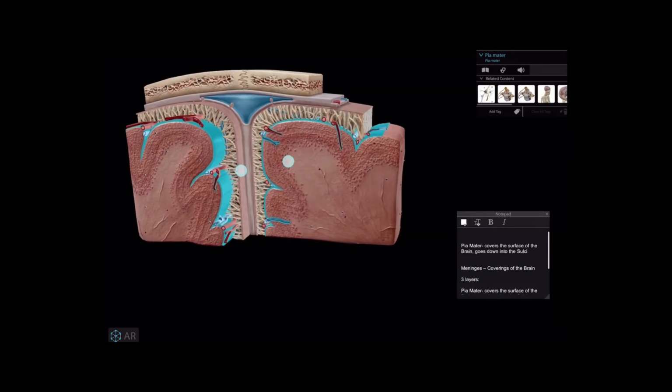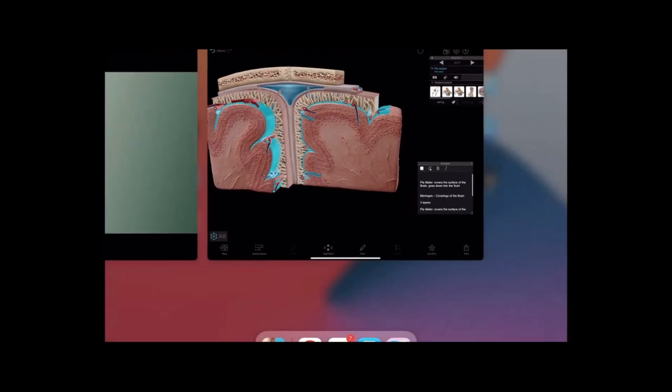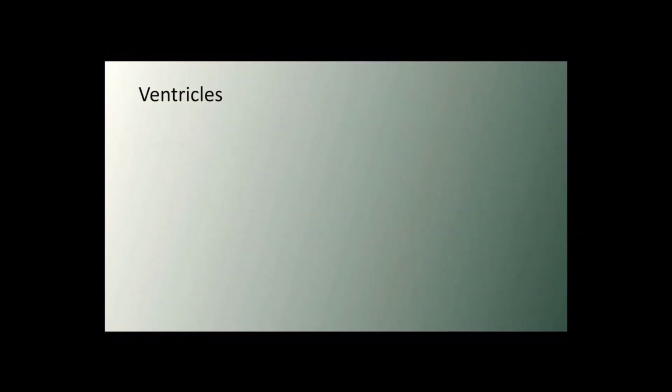And if you look at this, it's getting into the layers of the brain. But the one highlighted here, this is the pia mater, right? That's that gentle mother right there on the brain surface. But we're going to get to that. I don't want to digress. I want to keep this in order.